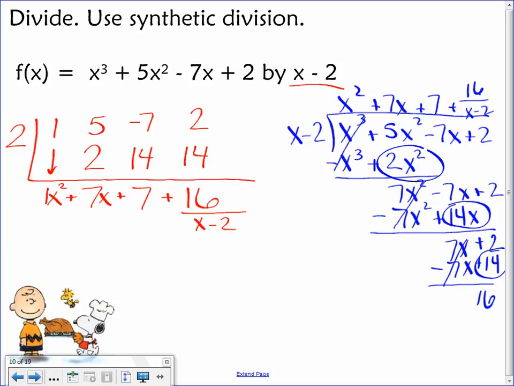How is it easier? Do I really have to answer that? But do you see the numbers? Here's the 2, 14, 14. They're right here. They're in there.